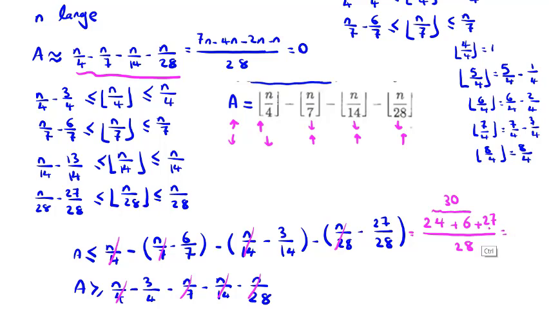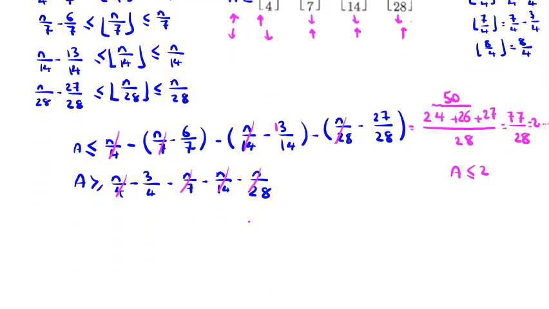If I calculate, let me see, yes. Oh, sorry, here I should write 13, okay, because we have 13 here. So here I should write 26, and instead of 30, I should write 26 plus 24, which is 50. 50 plus 27 will be 77 over 28, and it will be around 2 point something. So because A is an integer, A is at most 2.